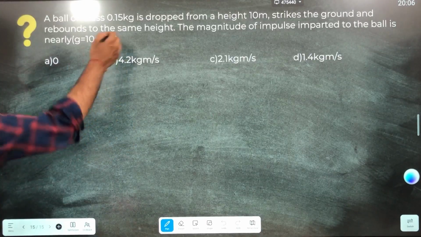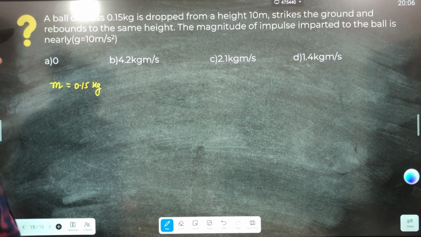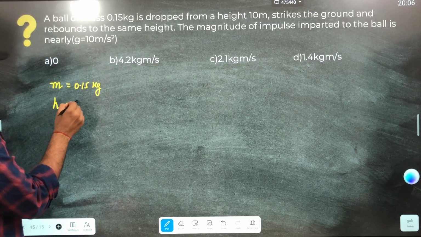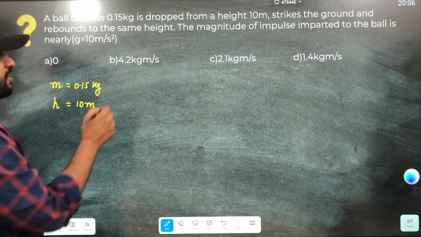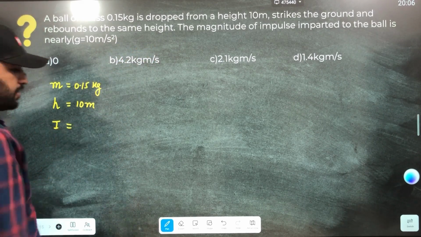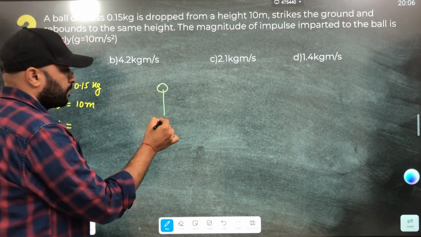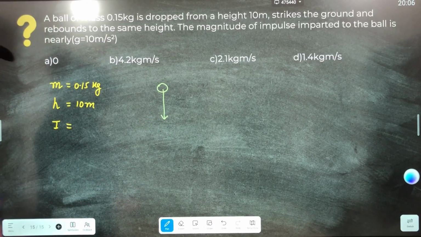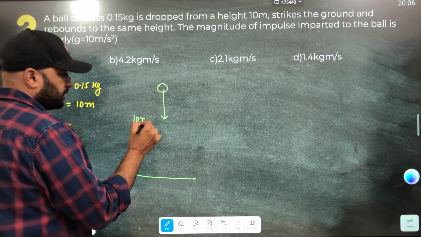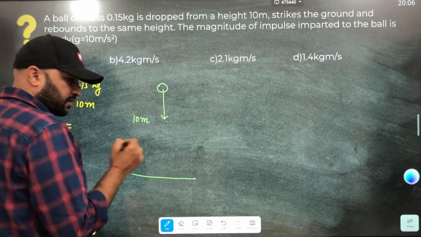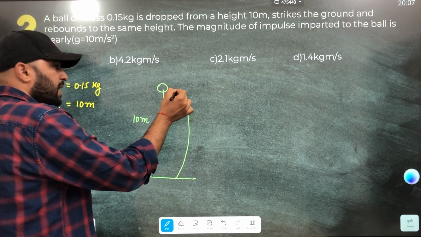Great. A ball of mass m, how much? 0.15 kg, is dropped from a height of 10 meters. So h is equal to 10 meter. Fine. It strikes the ground and rebounds to the same height. The magnitude of impulse imparted will be how much? Okay, let me explain what is happening here. We have a ball which is going down from 10 meters, and it is hitting the surface, and because it is hitting the surface, it is rebounding and coming back to the same height.